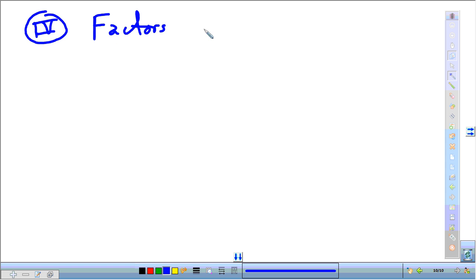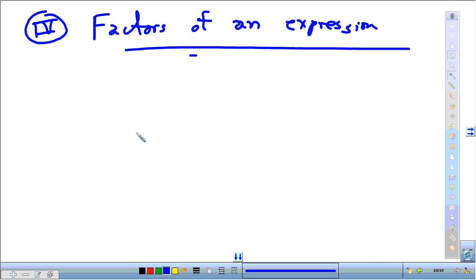So, now, look at the topic, factors. We really want to look at expressions and factors. So let's look at numbers a little bit first.